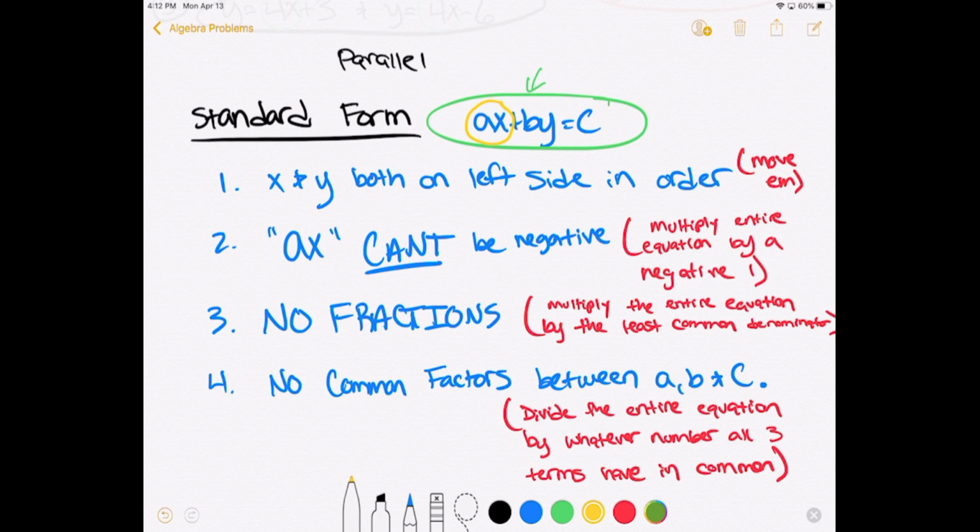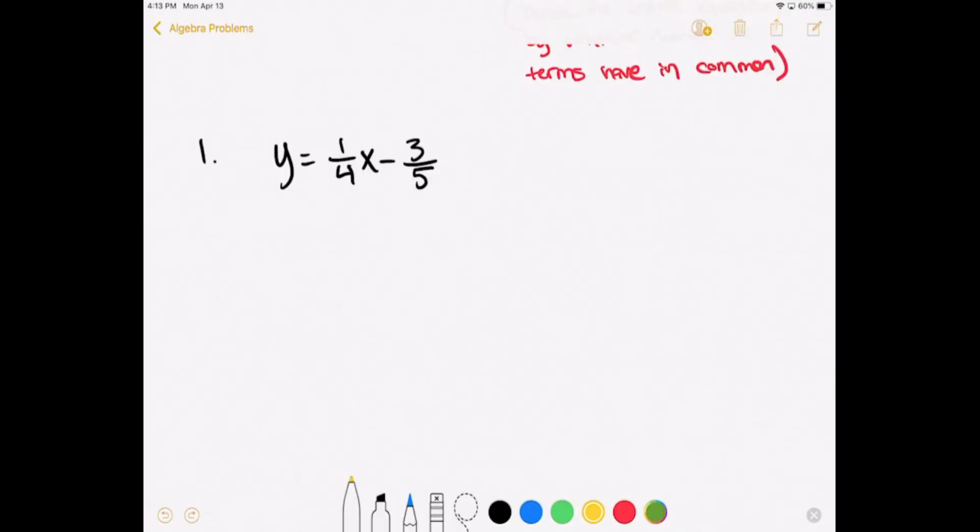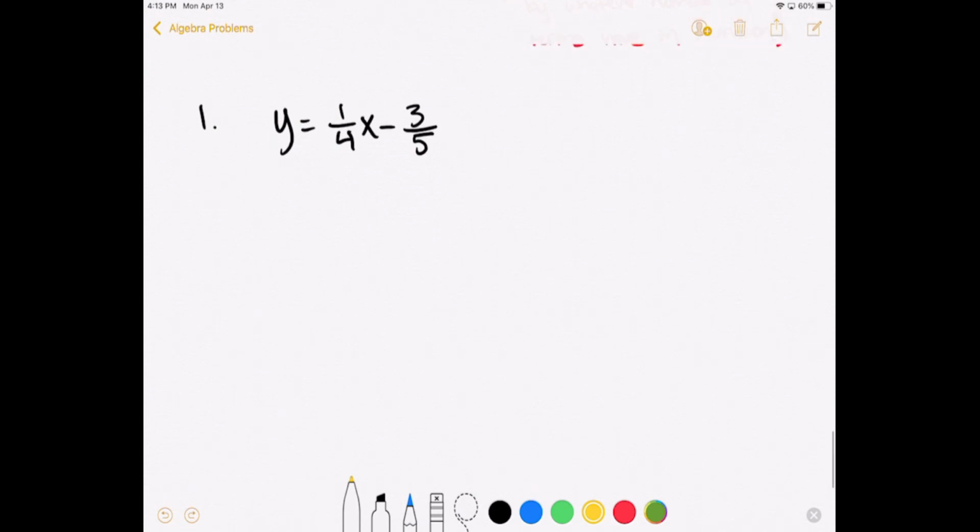If this can catch up with my screen. All right, there we go. All right, so here's our problem. Let me try to run through it real quick before this iPad messes up again.